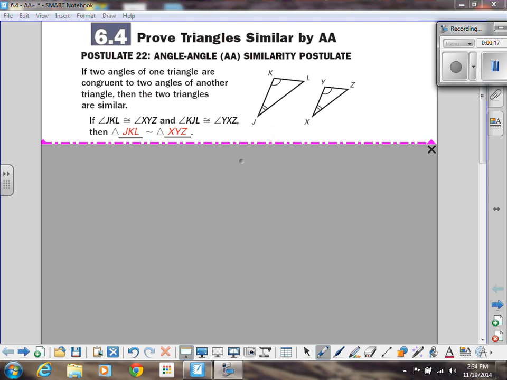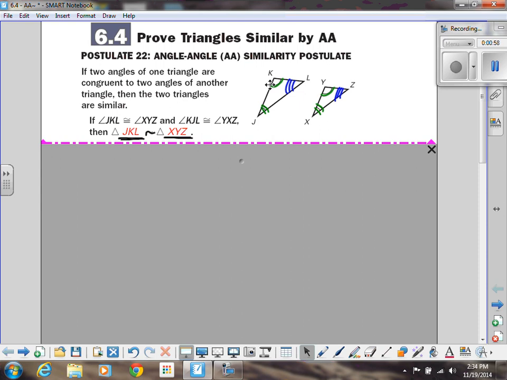As you can see here, angle K and angle Y are congruent, and angle J and angle X are congruent. So we know by the third angle theorem that angle L and angle Z are also congruent to each other. So all angles are congruent, and because triangles are unique shapes, we also know that their sides will be proportional. That's what this postulate says. Notice that if we know that, then we can write that triangle JKL is similar, remember that little squiggle means similar, to triangle XYZ.